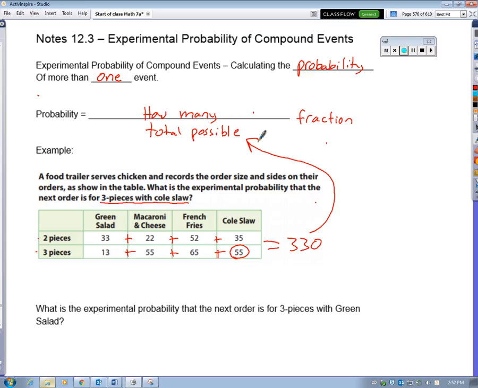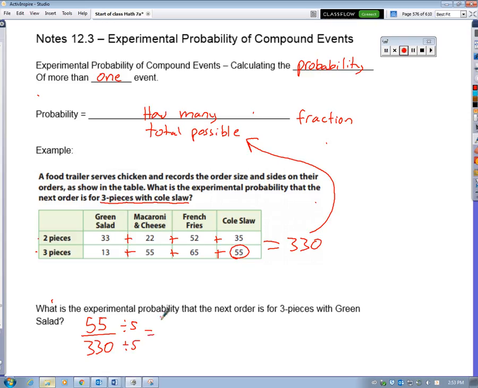So if we set this up, we already know we have 55, so we would have 55 out of 330. That's our experimental probability that the next order is going to be 3 pieces of chicken with coleslaw. Okay, 55 out of 330. We could simplify that down to make it look a little easier, something more familiar to work with. Divide both of those by 5.